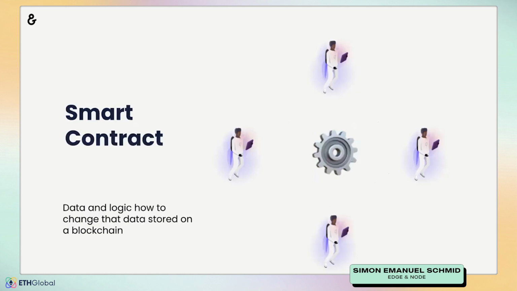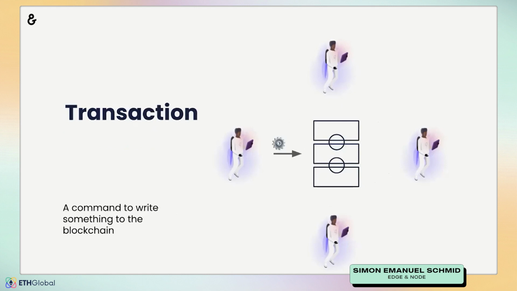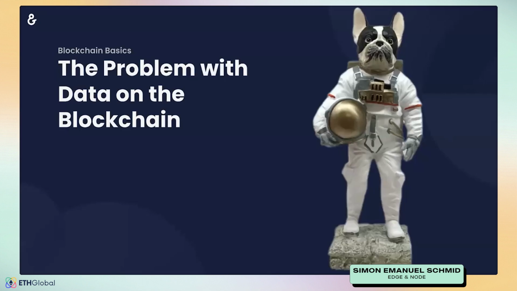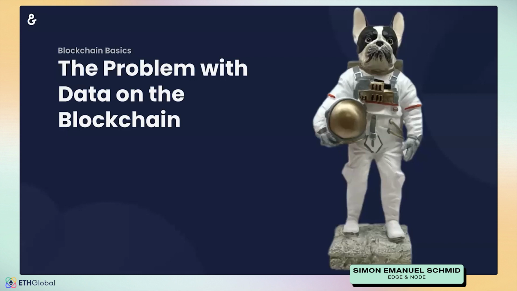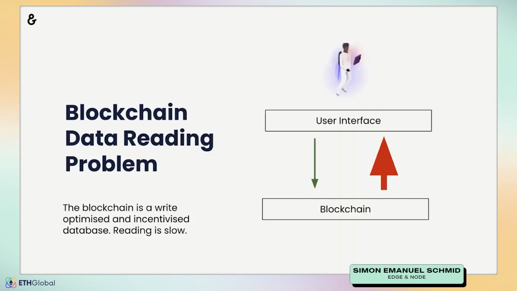And then the smart contract, as I said before, is the data and the logic, how to change the data that is stored on blockchain. And how does it work? If you want to change the data, you send a transaction to the blockchain, which is then distributed across all these copies. And you sign it cryptographically with your secret key or your wallet, so that everybody knows that this is a legit transaction. And then the transaction is included on the blockchain. We will look at that later on. But there is a problem with the data on the blockchain, as I said before.